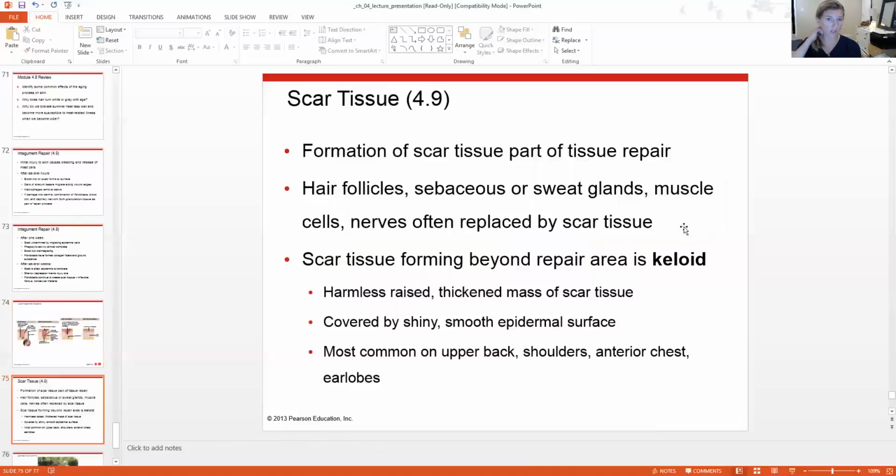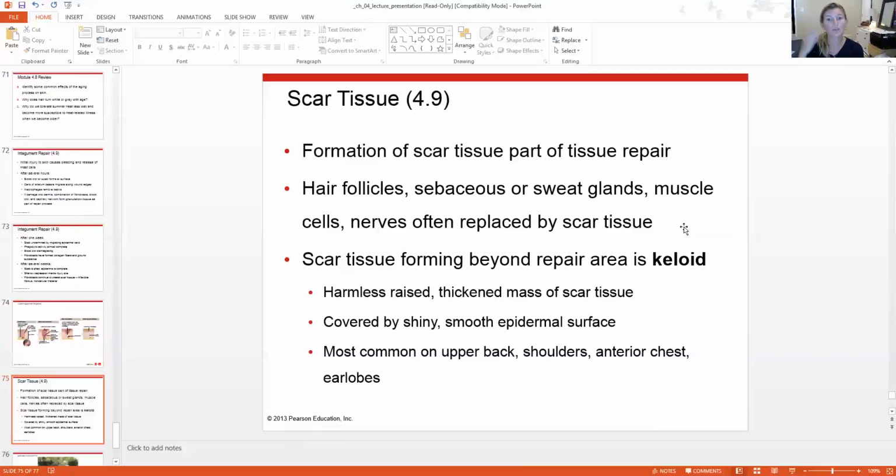So that scar is basically part of the tissue repair process. The hair follicles, sebaceous, sweat glands, all that stuff is usually not replaced by scar tissue. So depending on how bad the damage is, you might not gain feeling back to that area, which is why burns are so terrible to happen to you, because burned skin is then not going to be able to feel sensations anymore, typically. So scar tissue that's formed beyond repair is called a keloid.